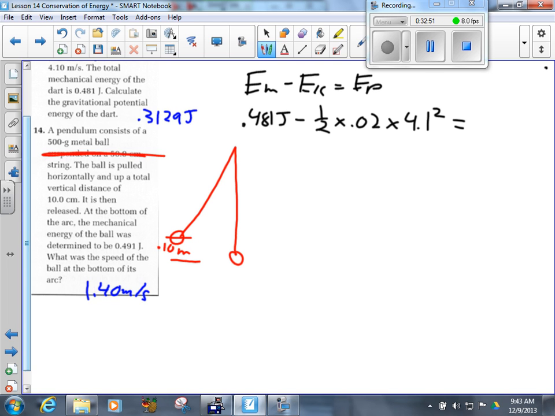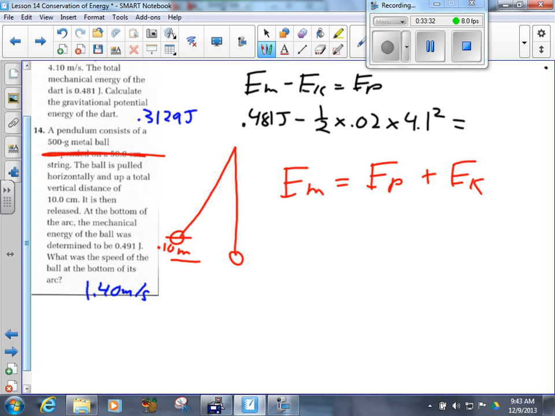When it gets down to here, what kind of energy will it have? Kinetic only, because it can't fall any further. That's as long as the string is. It won't let it go any further than that. So I'm trying to find the speed of the ball at the bottom of its arc. The mechanical energy equals the potential energy plus the kinetic energy. Do they ever tell me the total mechanical energy? 0.491 joules. It says at the bottom of the arc, the mechanical energy of the ball was 0.491 joules. What's the speed of the ball at the bottom of the arc?